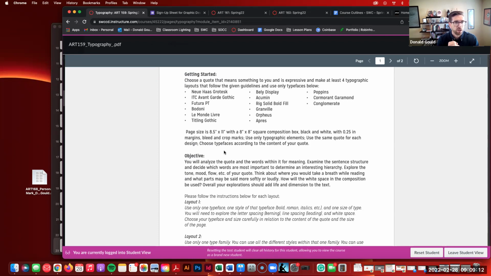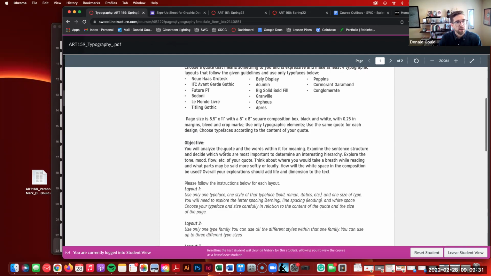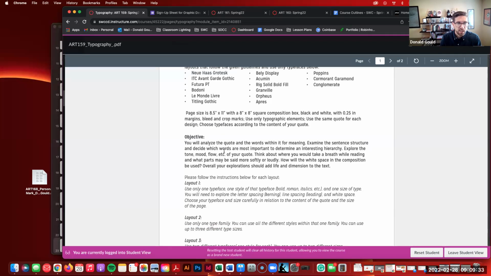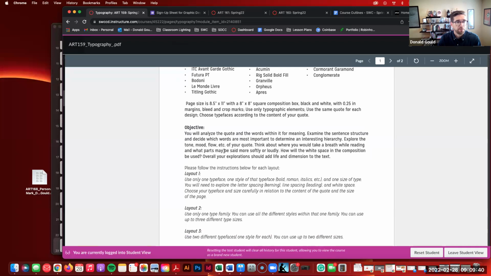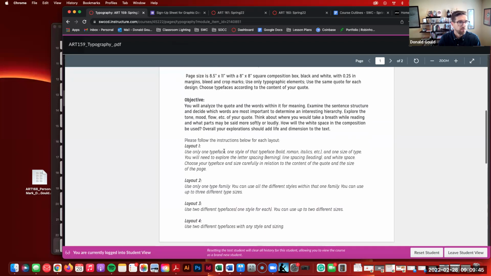We will be working with 0.25 inch margins, bleed and crop marks, which we'll take a look at setting up in that document here shortly. You're using only typographic elements, so you're going to use the same quote for each design, choosing typefaces according to the content of your quote. So again, you're going to analyze the quote and find words within it that have some sort of meaning. Think about the structure of that quote, so on and so forth. How can you play up the actual typographic voice and communicate that through these type choices as well?